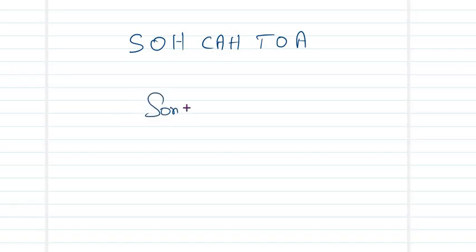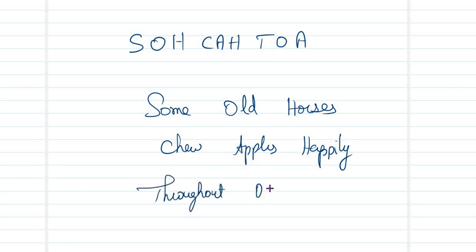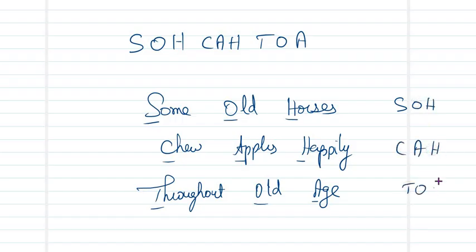It goes like this: some old horses chew apples happily throughout old age. What a nice story about a few horses. Some old horses chew apples happily throughout old age. When we just take the first letter of each of these words, we'll be able to get the same as we see here, SOHCAHTOA.